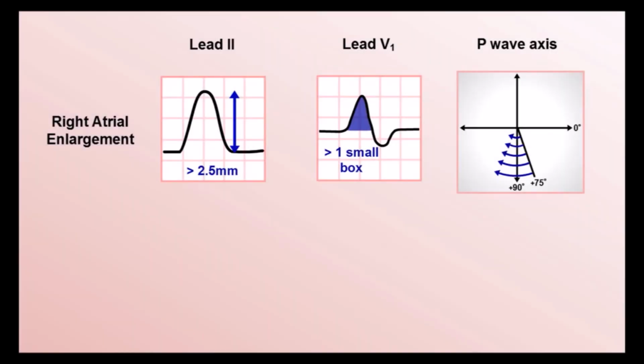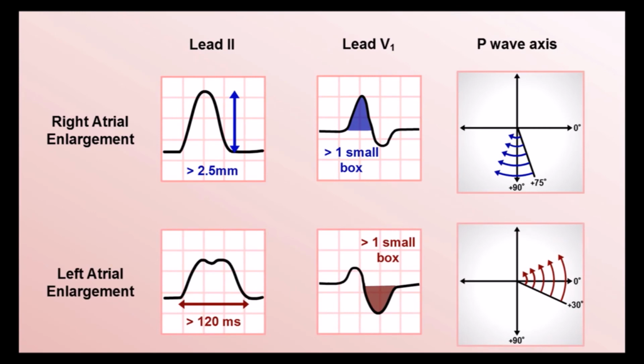This chart summarizes the EKG findings of atrial enlargement. For right atrial enlargement, the P wave in lead 2 can be taller than 2.5 millimeters. The initial positive deflection in V1 can enclose an area greater than one small box, and the P wave axis can be shifted rightward of 75 degrees. For left atrial enlargement, the P wave in lead 2 can be longer than 120 milliseconds and double peaked. In V1, the terminal negative deflection can be greater than one small box, and the P wave axis can be shifted leftward of positive 30 degrees.